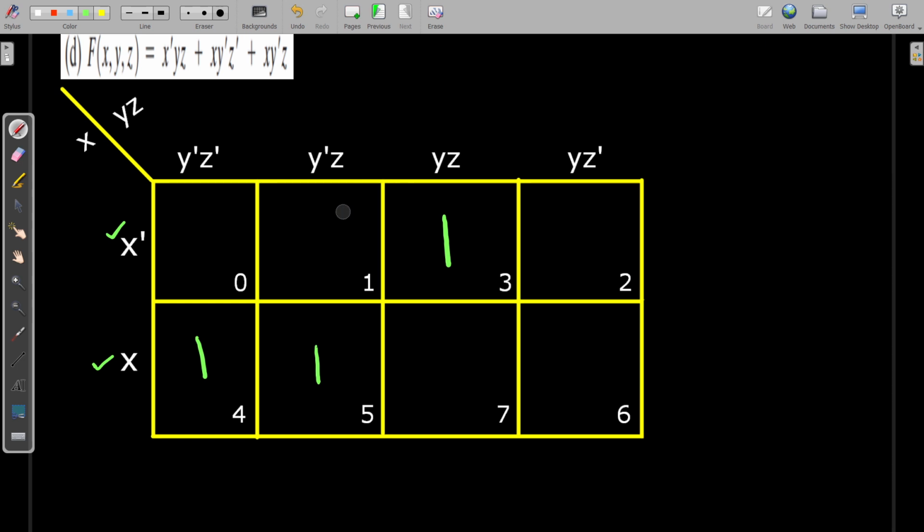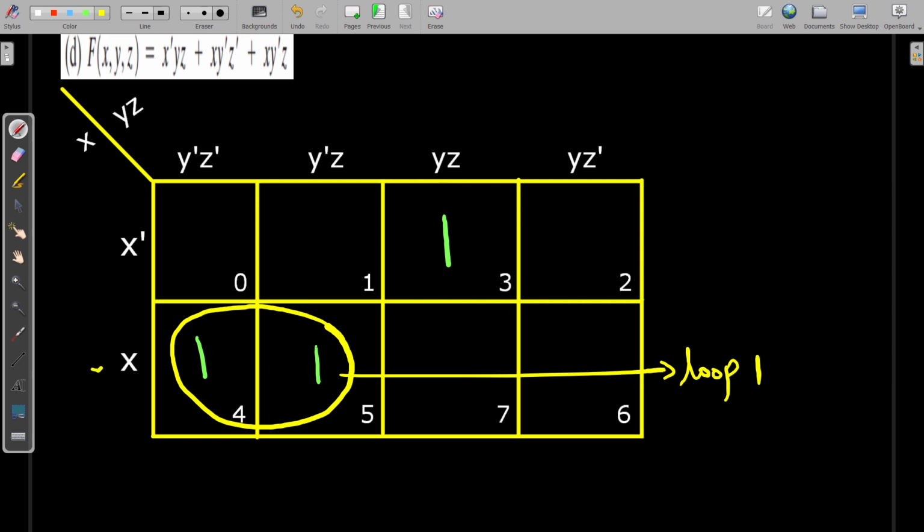So how to combine this? For this we can combine these two ones together first. This forms loop 1, that corresponds to this x, and here it is y dash z dash and y dash z. So it can be written as x, then this y dash, a single time it can be written, and z dash and z cancel out. Okay, so no need to write it. So this is the way of easily writing.